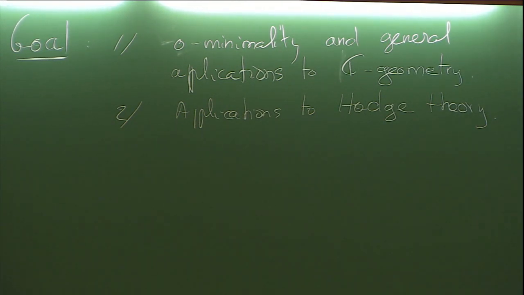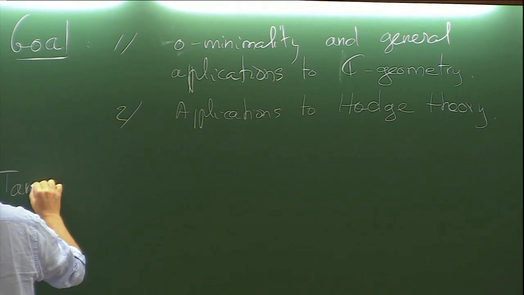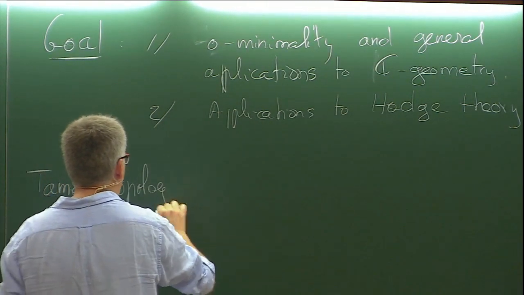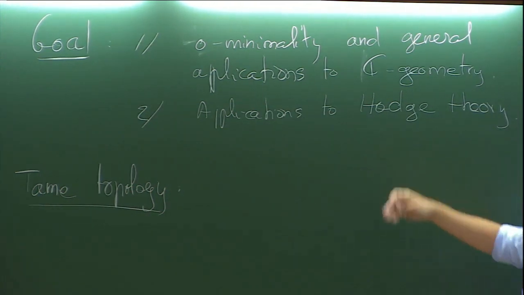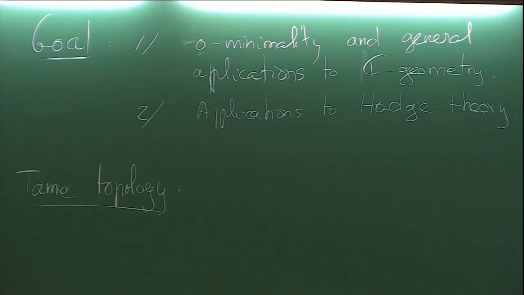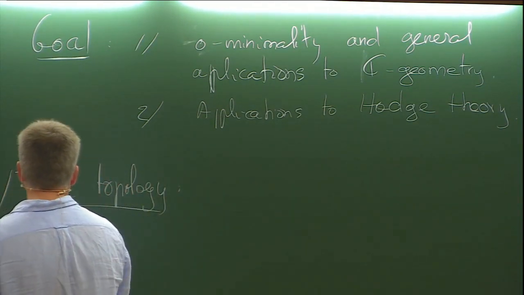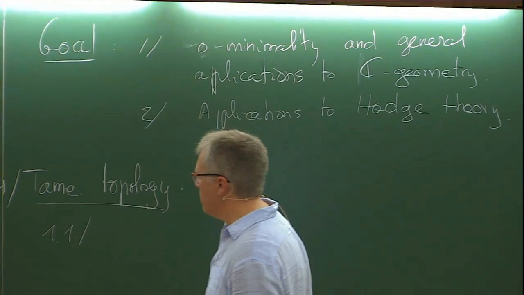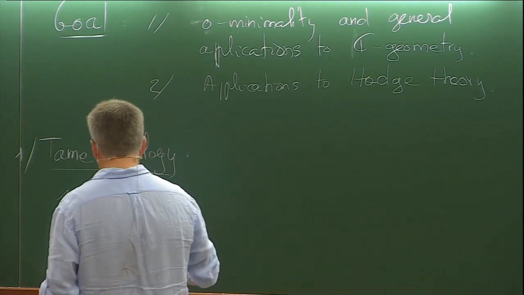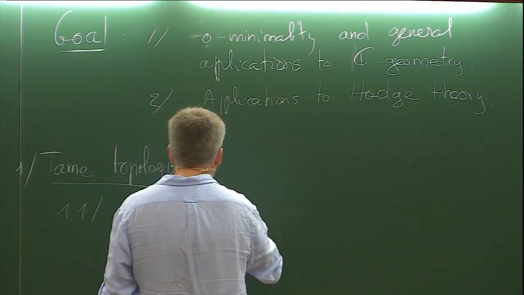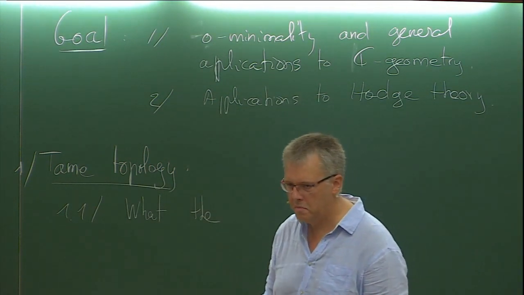So let me start with tame topology. The lecture today will be really basic. It's more an exposition than really a research talk. I think these are very interesting and very simple ideas that have to be known, so I'll try to explain them. So what is the first point? The first point is to give a rough idea, intuition, of what we mean by tame. So let's say, what are the general topological properties that the geometer does not want to see?